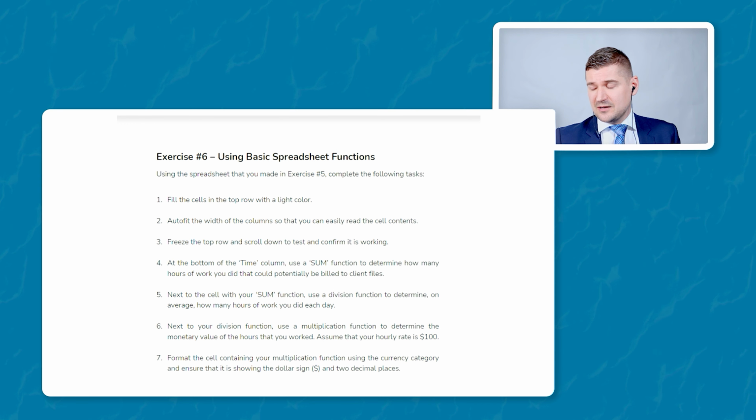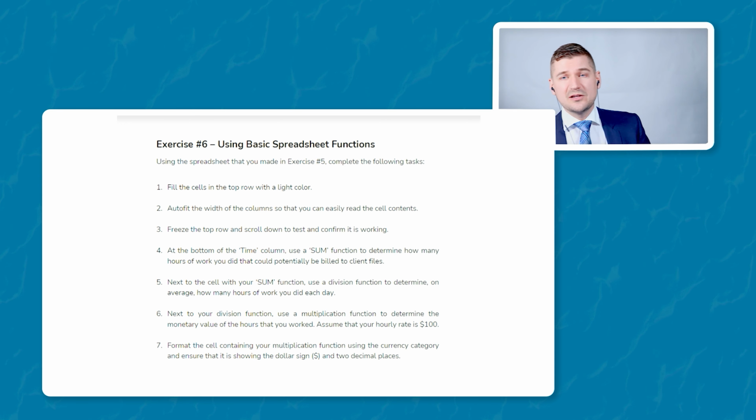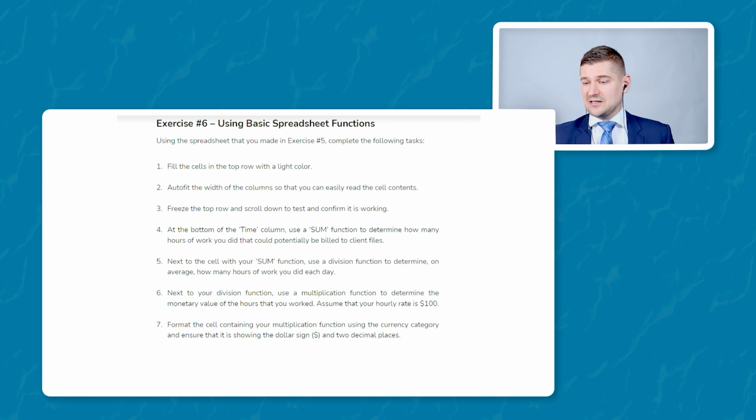So starting the exercise. We're going to use the spreadsheet that we made from exercise 5 before, and we're just going to work with that document just to make it nice and easy for you. So go ahead and carry out these 7 tasks, pause the video, do these things, and then we'll come back and take a look.